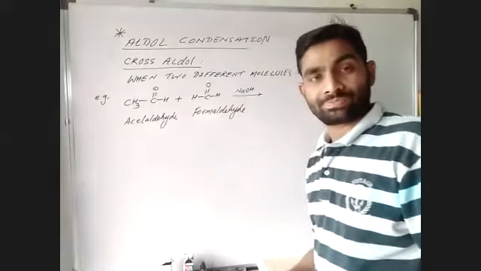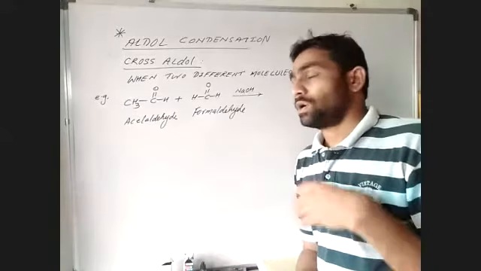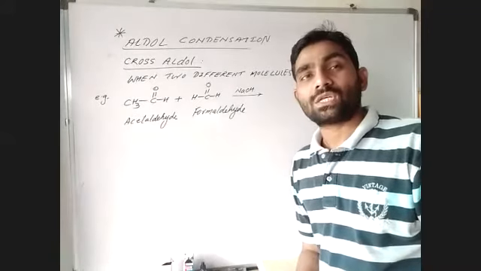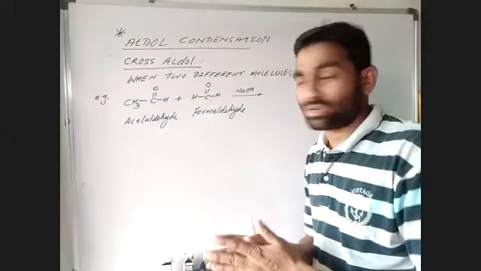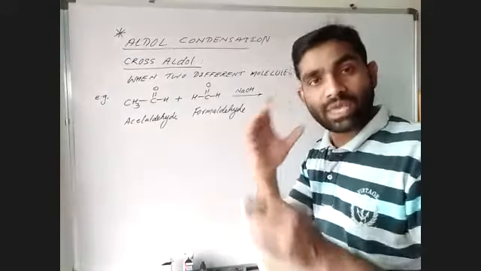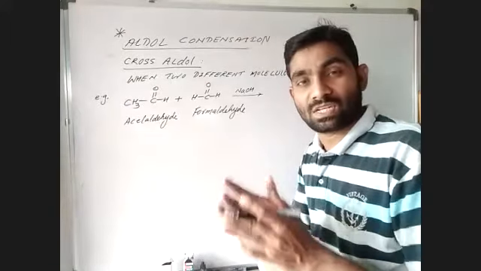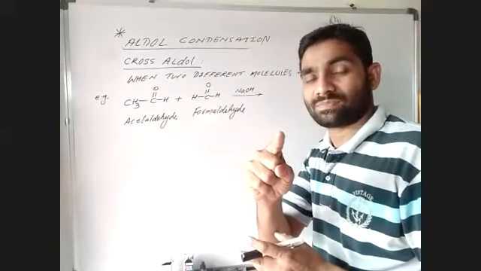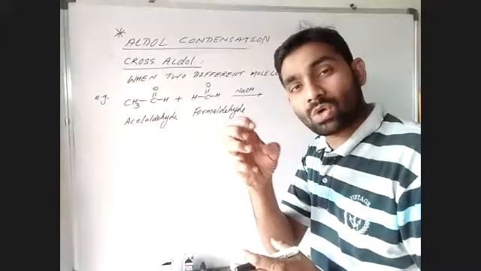You tell me now, out of these two, which is having alpha hydrogen? Both or none of them or one of them? And which one is that? That is acetaldehyde, right? Very good. So acetaldehyde is having the alpha hydrogen. So now you think about mechanism. In the first step of mechanism, there is an attack of OH minus and removal of alpha proton.